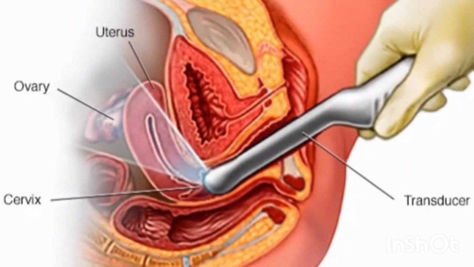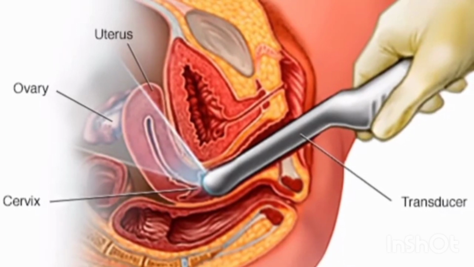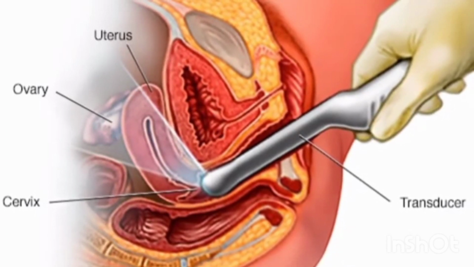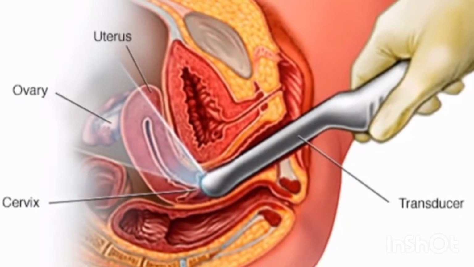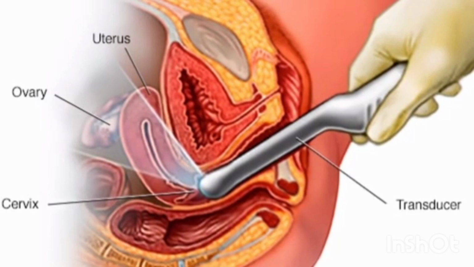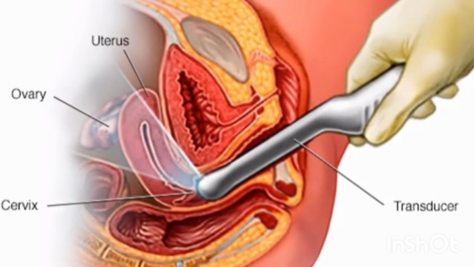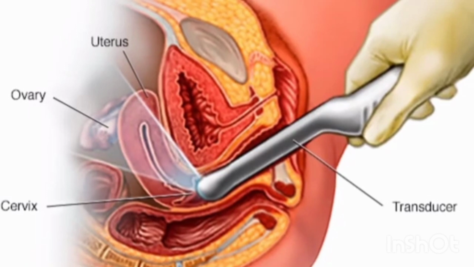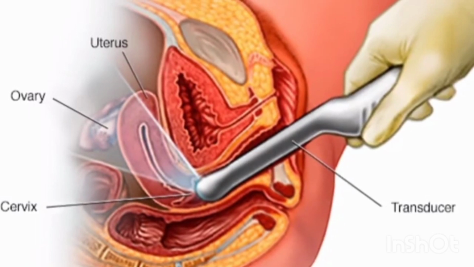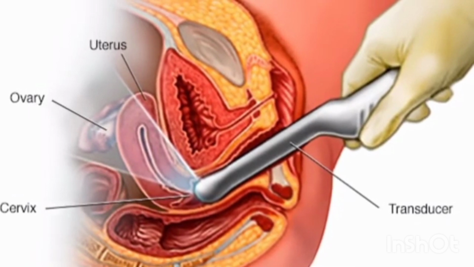The second portion of the exam is performed internally. You will need to empty your bladder first. A special ultrasound probe will then be placed in the vagina. It is usually not painful and is inserted like a tampon. Close-up pictures are then taken of the uterus, endometrium, the lining of the uterus, and ovaries. The technologist reviews all the pictures and will report the results to your doctor.